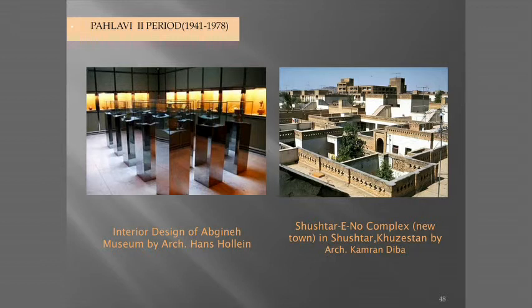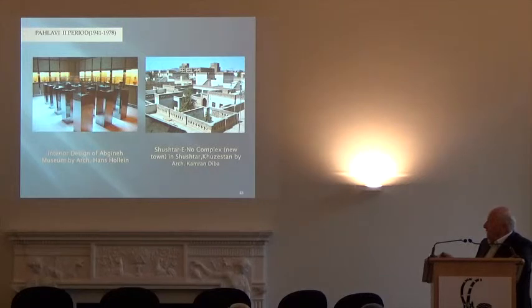Kamran Diba has also made what we call Shushtar-e-No, a new town in Khuzestan. It's a very interesting type of residential quarter. Unfortunately, during the war between Iran and Iraq, it was damaged very much, but it's still a very good example that he used the traditional architecture of Iran.